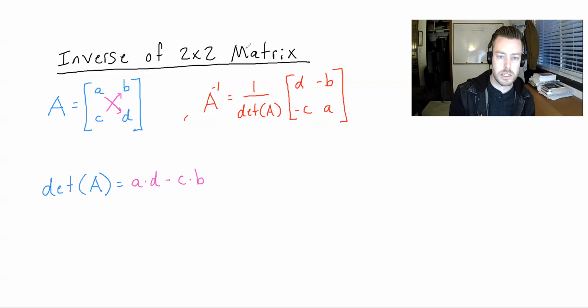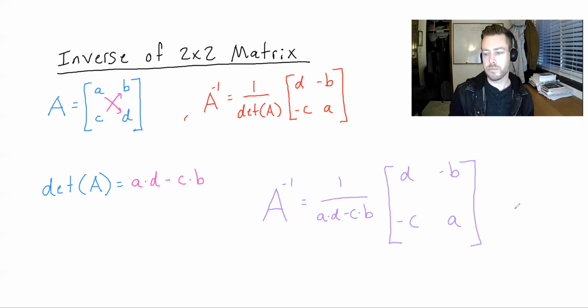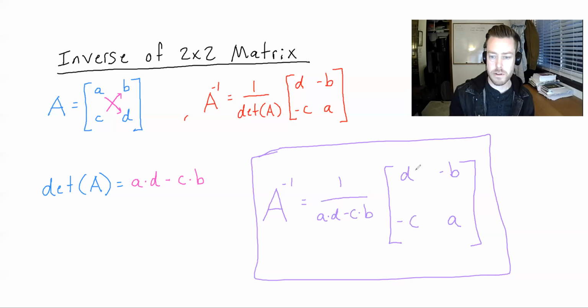So what does this necessarily mean? Well, we have our A inverse matrix is 1 over the determinant, but we also said that the determinant is A times D minus C times B, multiplied by this 2 by 2 matrix, which is just simply D, negative B, negative C, A. Excellent. Cool. So this is the formula for finding the inverse of a 2 by 2 matrix. So let's actually go do an example of it.